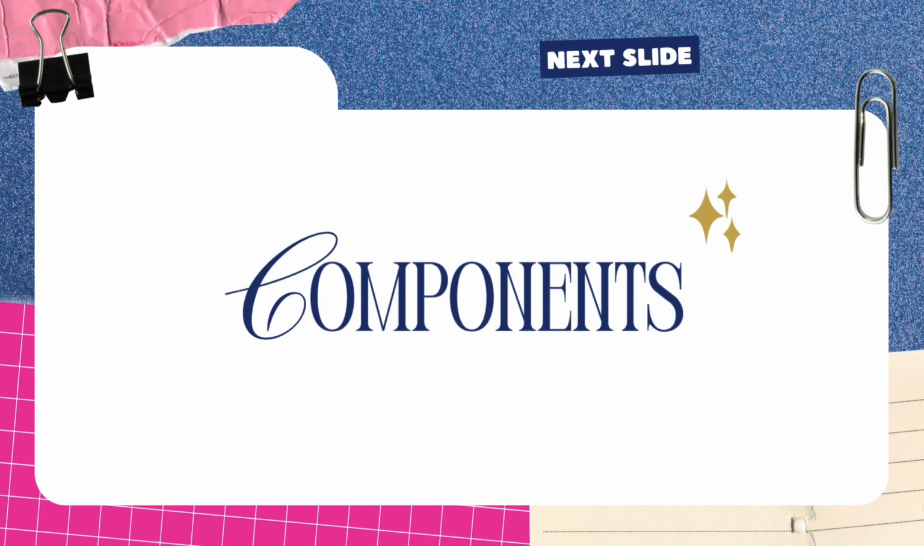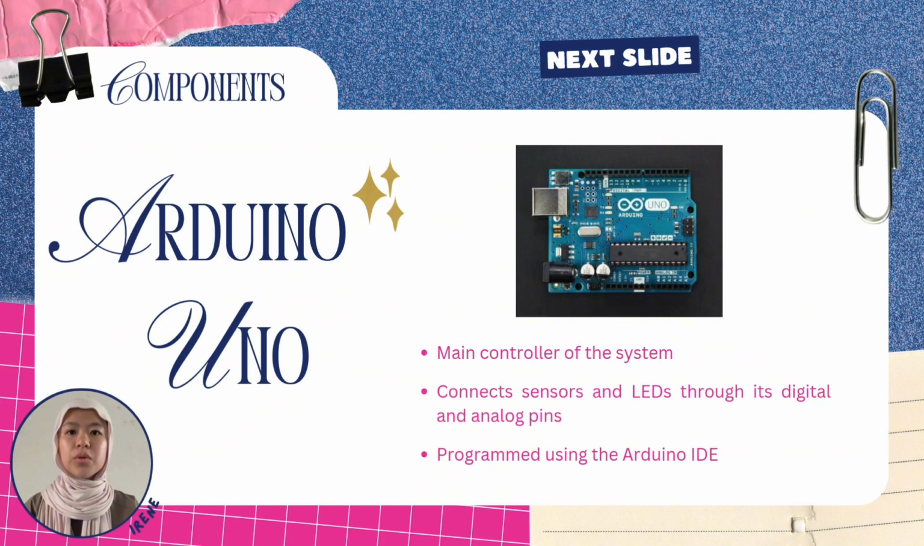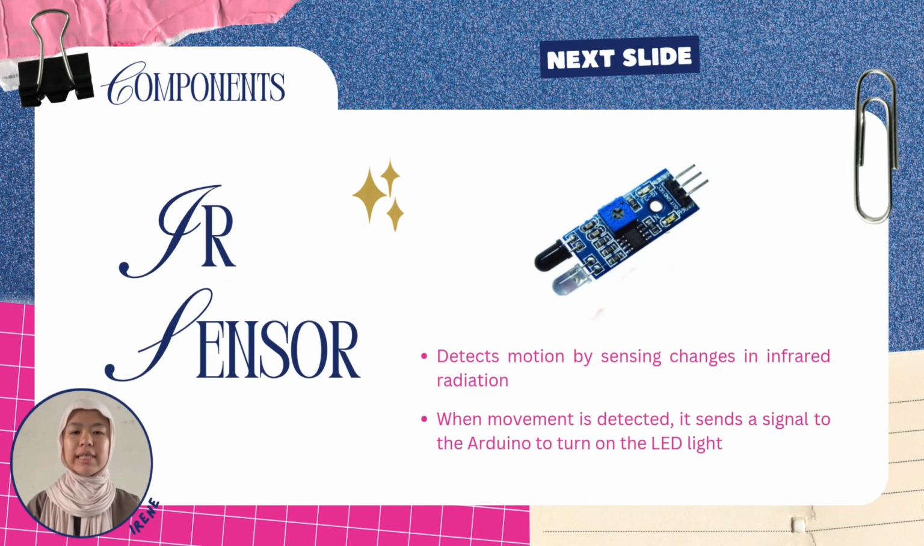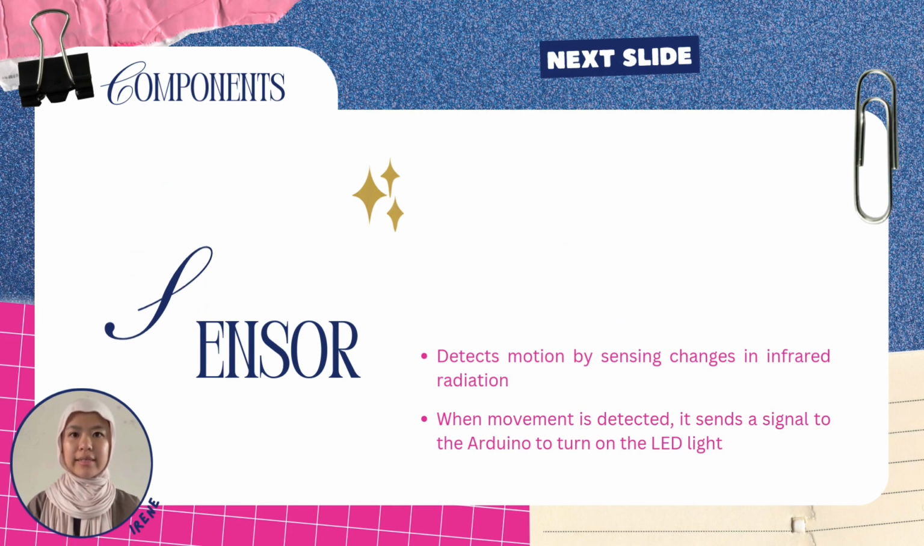There are 8 components that we use in our project. The first one is the Arduino Uno, which is the main controller of the system. It connects the sensor and LEDs through its digital and analog pins and is programmed using the Arduino IDE. Next is the IR sensor, which detects motion by sensing changes in infrared radiation. When a movement is detected, it sends a signal to the Arduino to turn on the LED light.